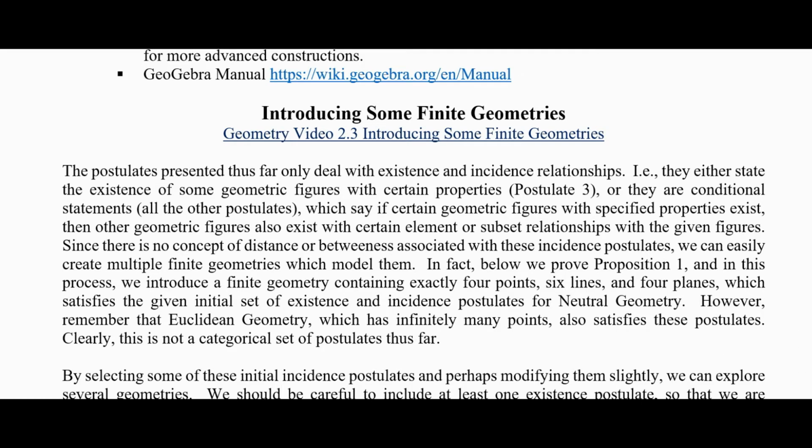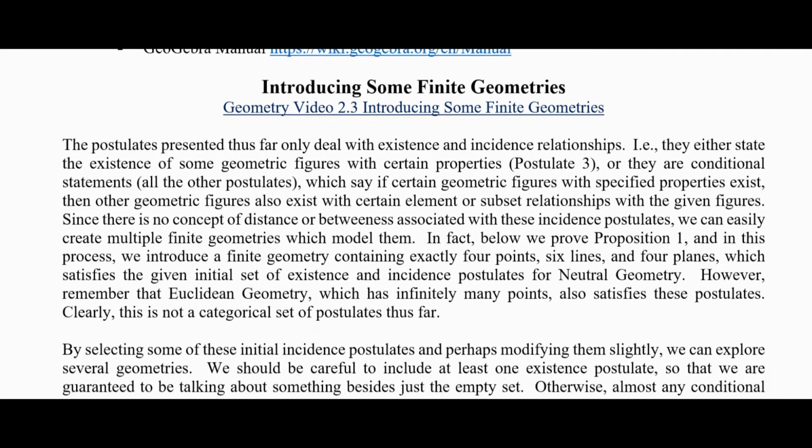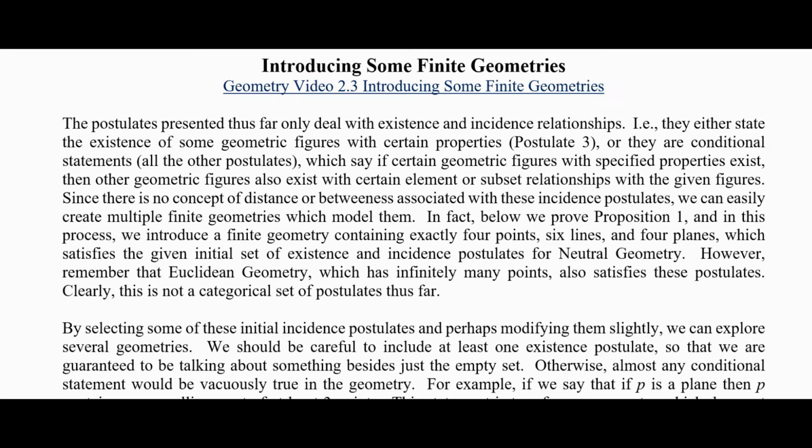In this video, we're going to be introducing some finite geometries. The postulates that we have presented so far in the playlist have only dealt with existence and incidence relationships. In other words, they either state the existence of some geometric figures with certain properties, postulate 3 does that, or the rest of them are conditional statements, which say that if a certain geometric figure with certain specified properties exists, then other geometric figures also exist with certain element or subset relations with the given figures.